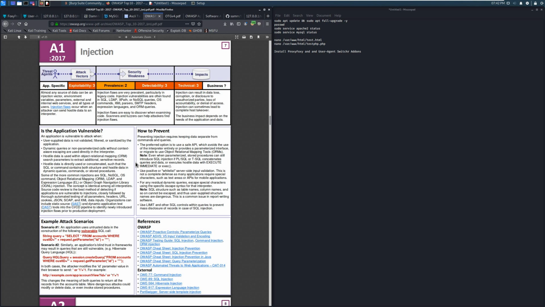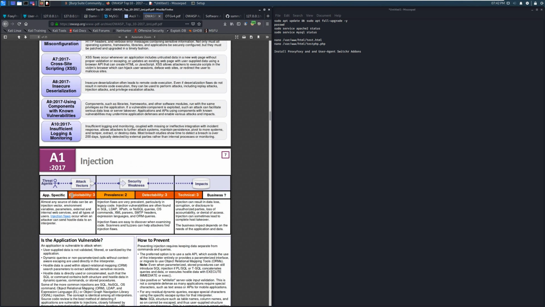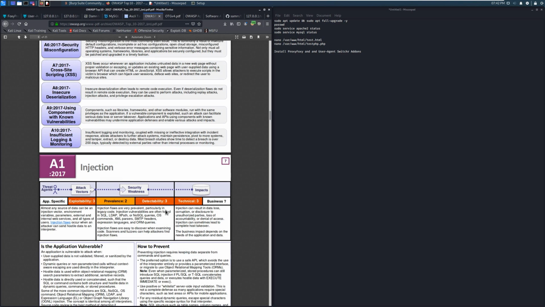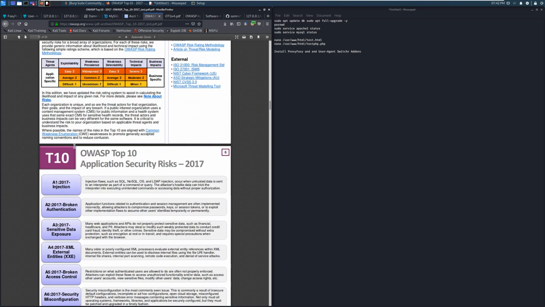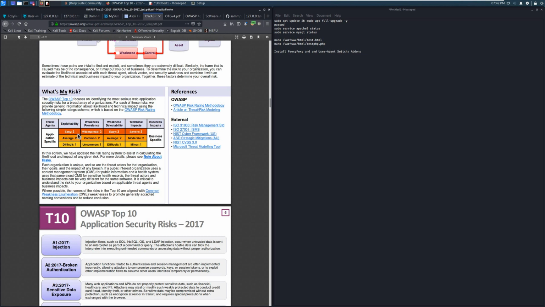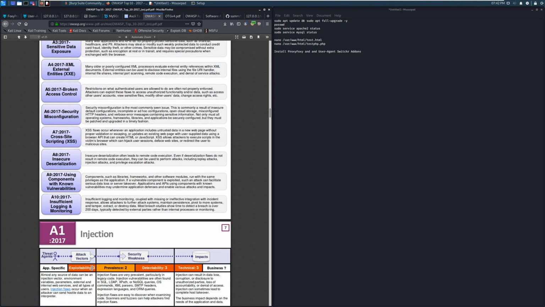Maybe one thing I should mention as well is that here you can see exploitability 3, prevalence 2, detectability 3. If you are not sure what those numbers mean, you can just scroll a little bit up, and here is a description. If the exploitability is easy, the value is 3. So you can see that injection flaws are usually easy to exploit.